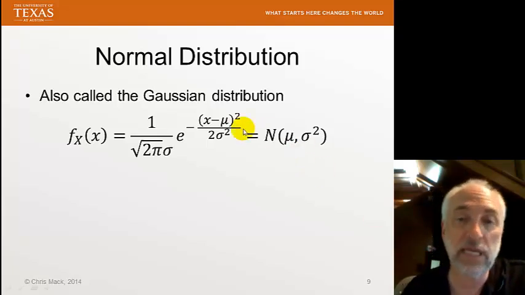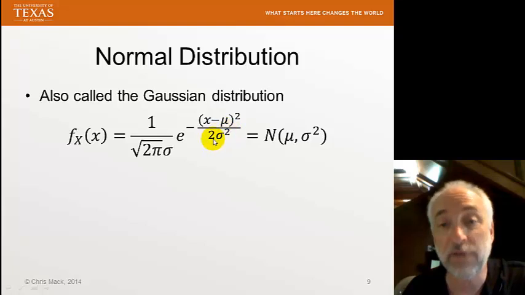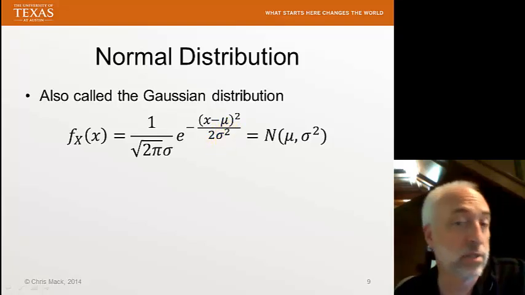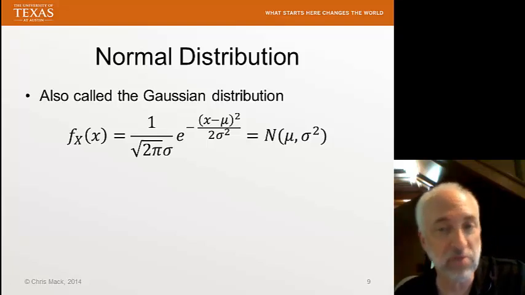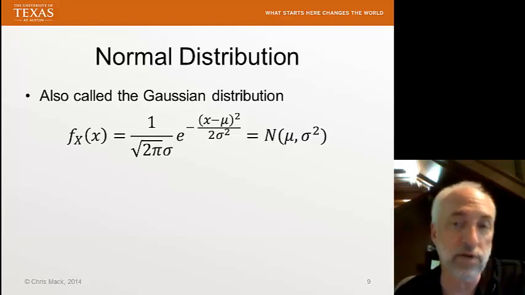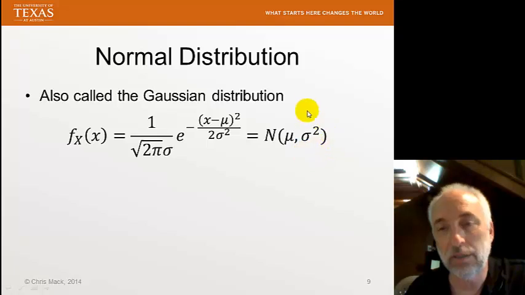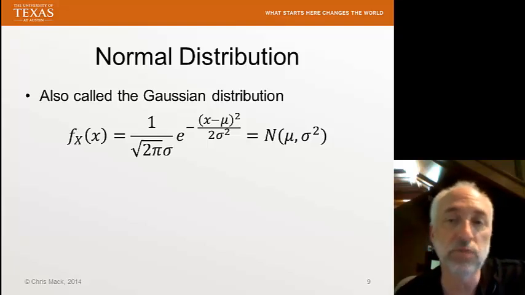Then we have e to the minus x minus its mean, quantity squared, divided by 2 times the variance, sigma squared. So I have two parameters. I have mu, the mean of the distribution, and sigma, the standard deviation, or sigma squared, the variance. We then describe notationally the Gaussian distribution using the letter N to represent the normal distribution with the two parameters mu and sigma squared.